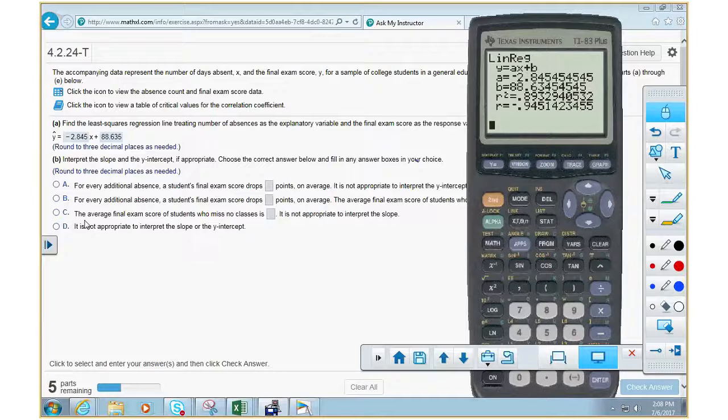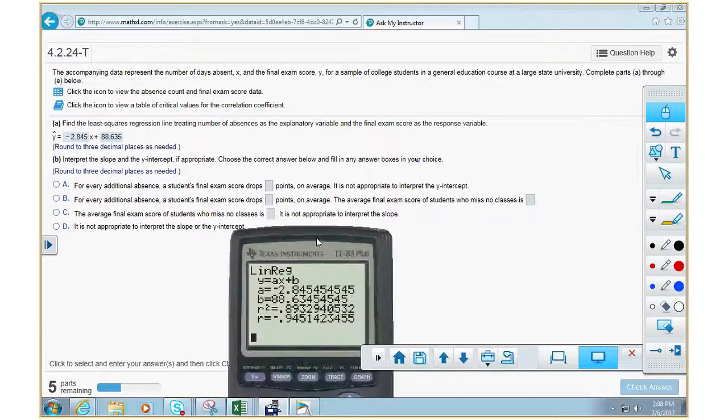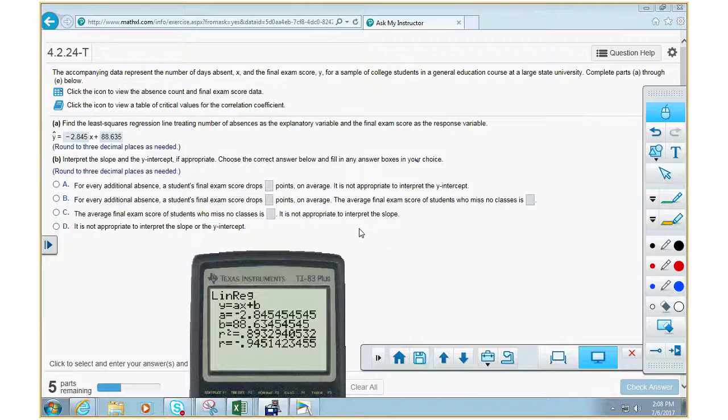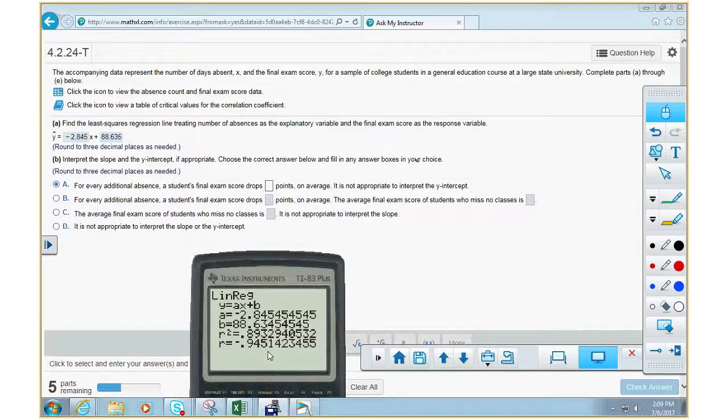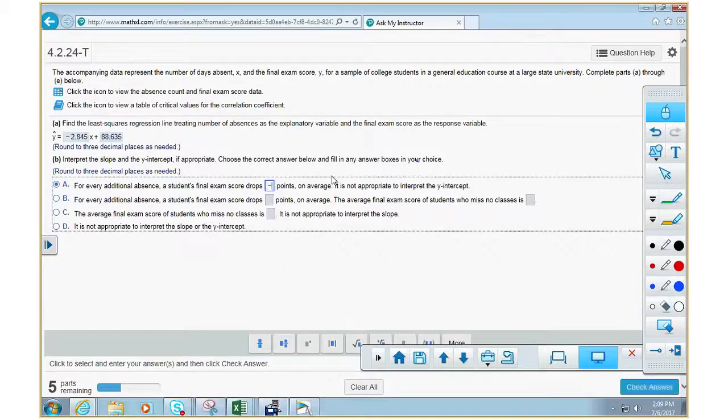The average final score, again, this is no classes, for the student that misses no classes, comes out to be 88.6. All right, that's the student that misses no classes. But I think it's going to be this one right here that says it's not appropriate, because I guess they're thinking that not a lot of students can go a long time without missing classes. I don't know. Negative 2.845.